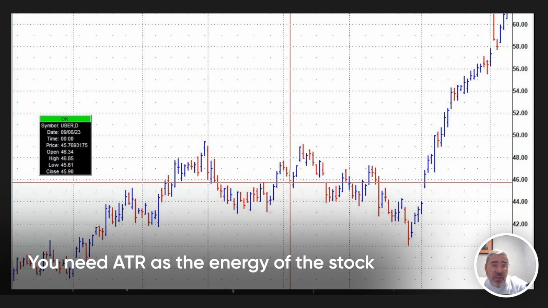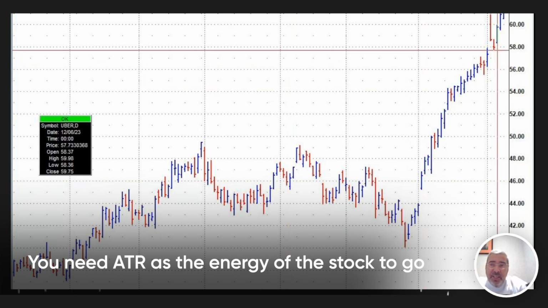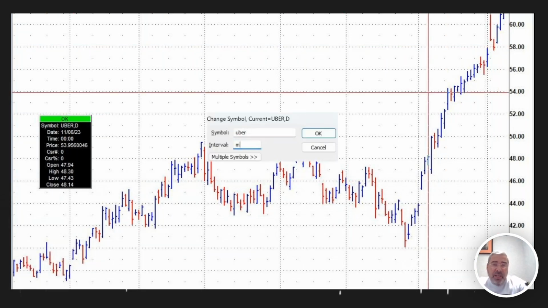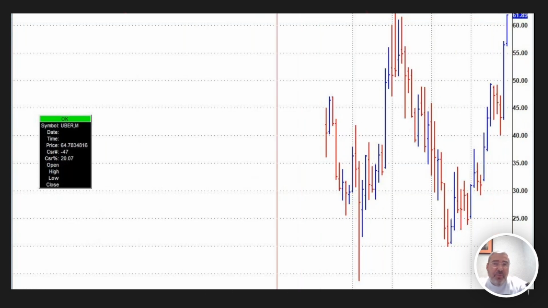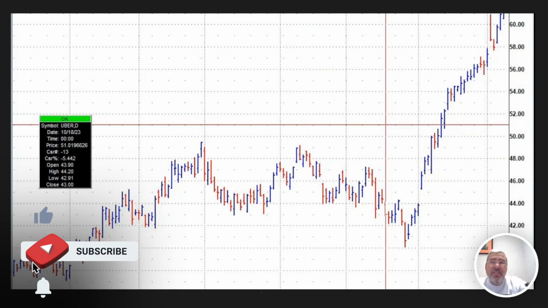You need ATR as the energy for the stock to go. If you stay at the beginning of the ATR, you have all the energy to go. Once the stock went up, let's take Uber, and I'll give you an exclusion. You see, Uber right now broke almost its all-time high, so it can go 2 or 3 ATRs. This is a very important thing to understand. But Uber goes on the news. So that's the information you have to use once you take the ATR.